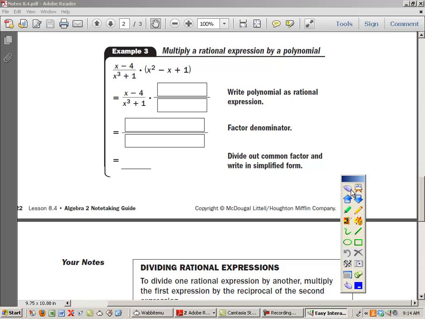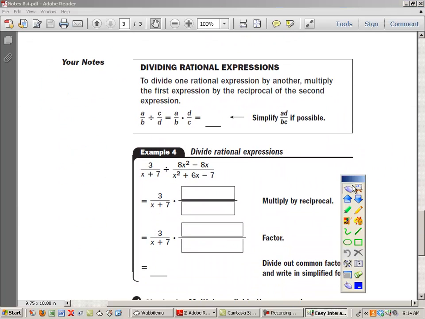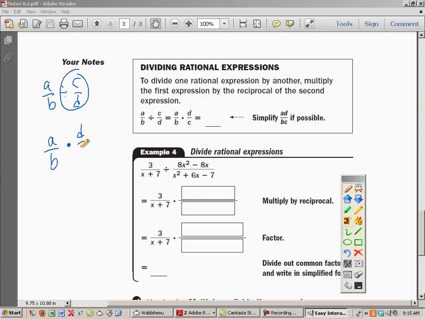Okay? All right, let's talk about dividing rational expressions. Before we do, we want to remind ourselves that if I was doing, for example, a over b divided by c over d, and these were just numbers, instead of dividing by a fraction, we can multiply by the reciprocal. So this would become times d over c. Well, the same thing applies here when we're dealing with rational expressions. If it's a over b divided by c over d, that becomes a over b times d over c. And then we're going to simplify if possible.